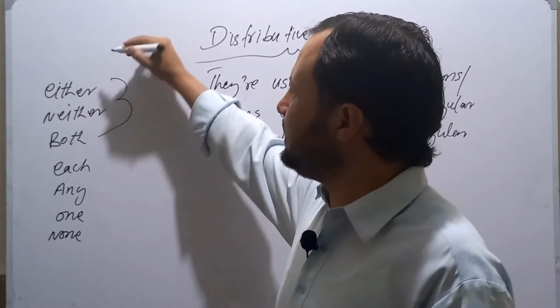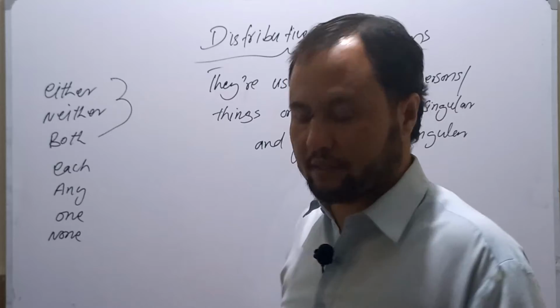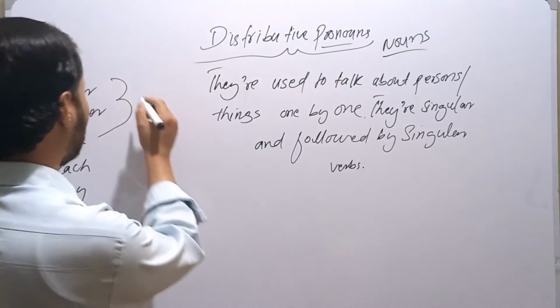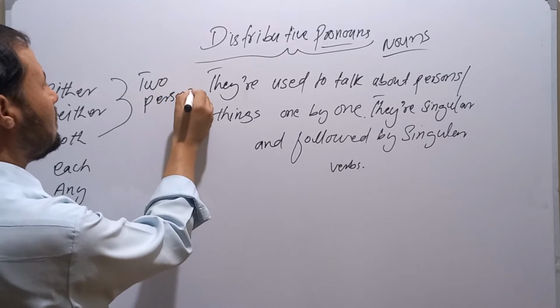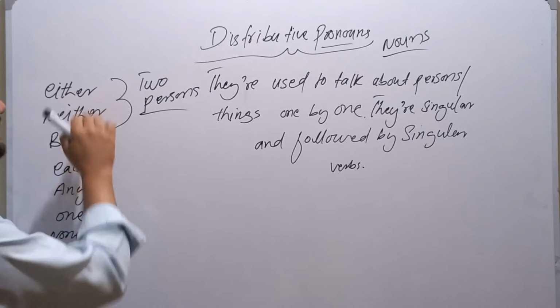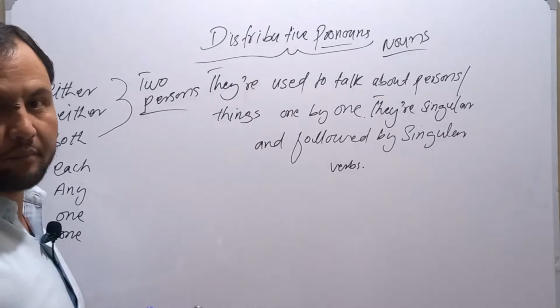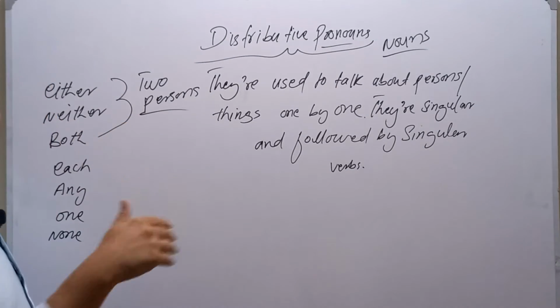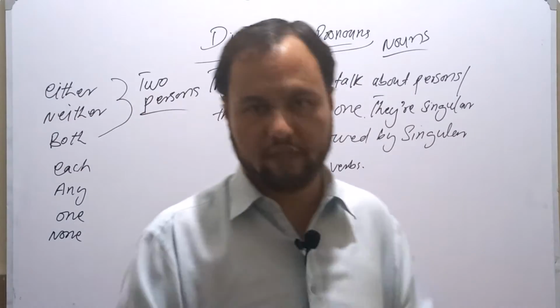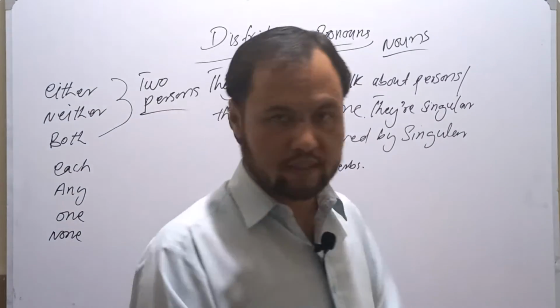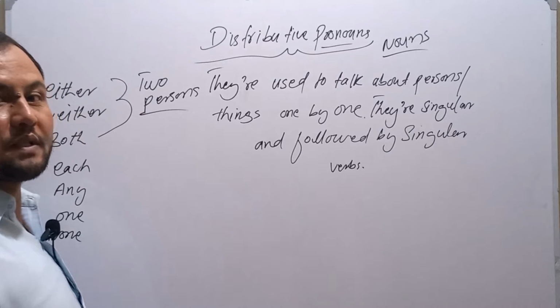Now see, either is about two persons. Either means one of them. Neither means none of them. And both means both of them. That is the usage of them. Okay, let's use them inside our sentences now.